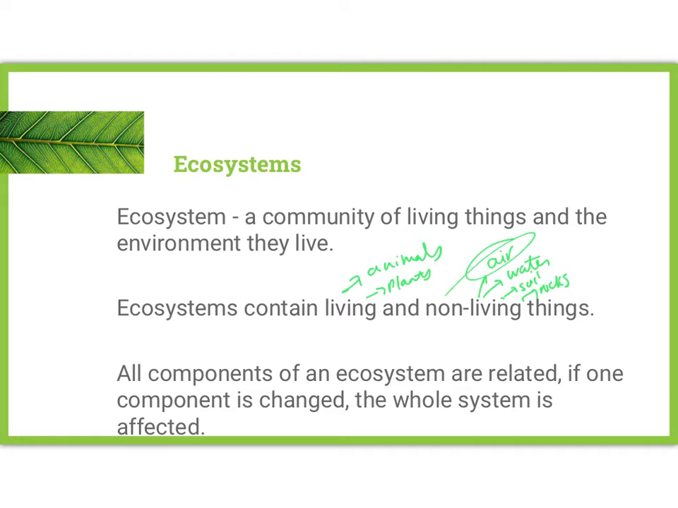So if we start messing with air quality, that's going to impact animals living within the ecosystem, and those animals will then impact everything else in the food chain that they're related to.